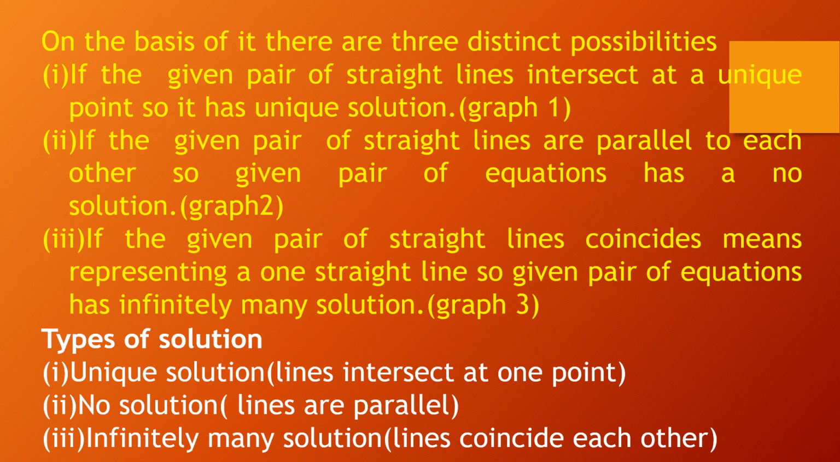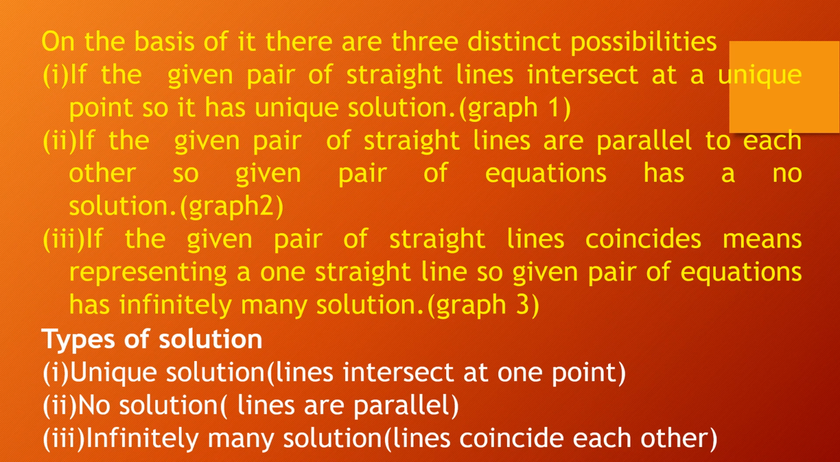First, if the given pair of straight lines intersect at a unique point, in that case a unique solution exists. Graph number 1 represents that condition. If the given pair of straight lines are parallel to each other, the given pair of equations has no solution. It means there is no resemblance between the two equations, the solution doesn't exist. Graph number 2 represents that condition.